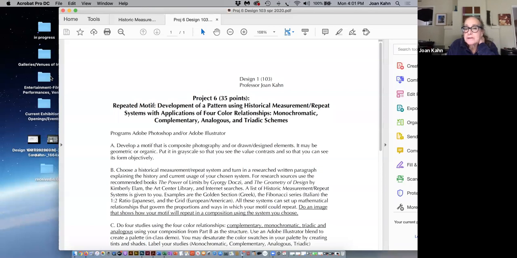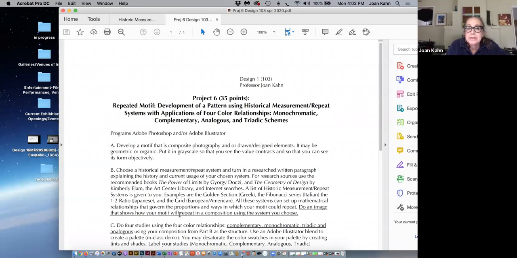So repeated motif, development of a pattern using historical measurement repeat systems with applications of 4 color relationships this time: monochromatic, complementary, analogous, and triadic. So you'll be using the programs Adobe Photoshop and Adobe Illustrator. Part A, develop a motif that is composite photography and/or drawn or designed elements. It may be geometric or organic. Put it in grayscale so you can see the value contrasts and so that you can see its form objectively. In other words, with no color interference.